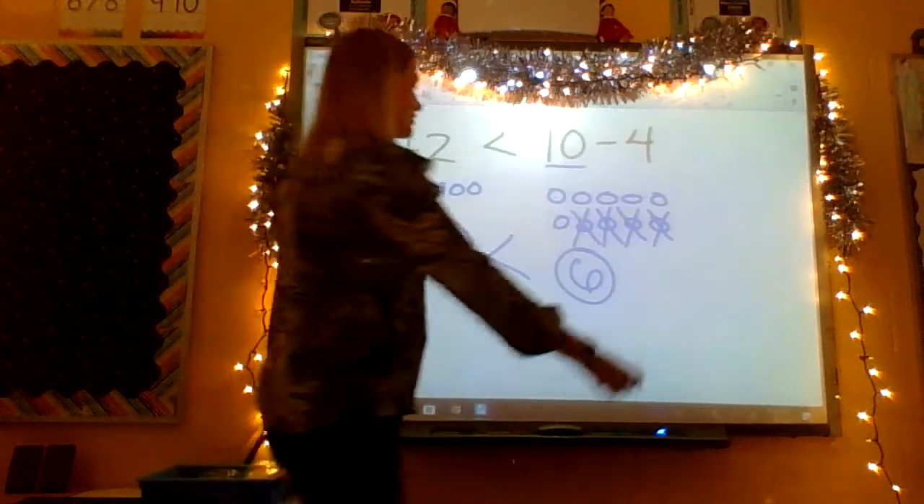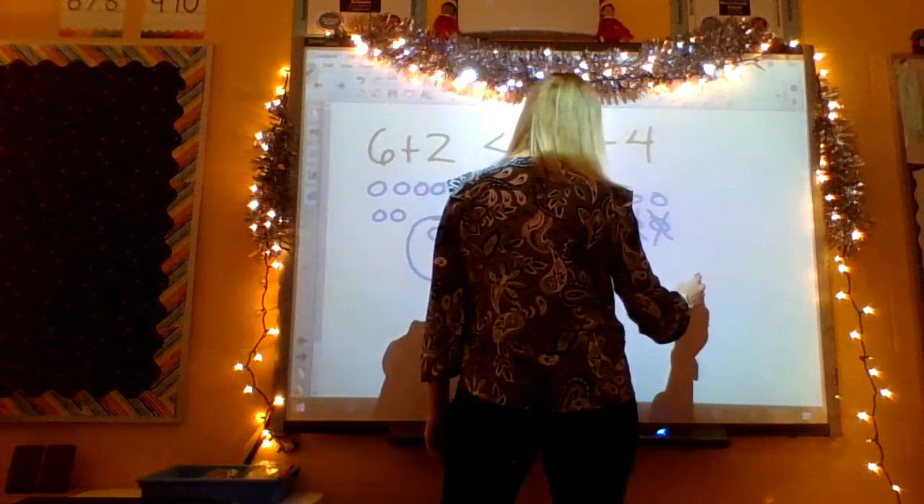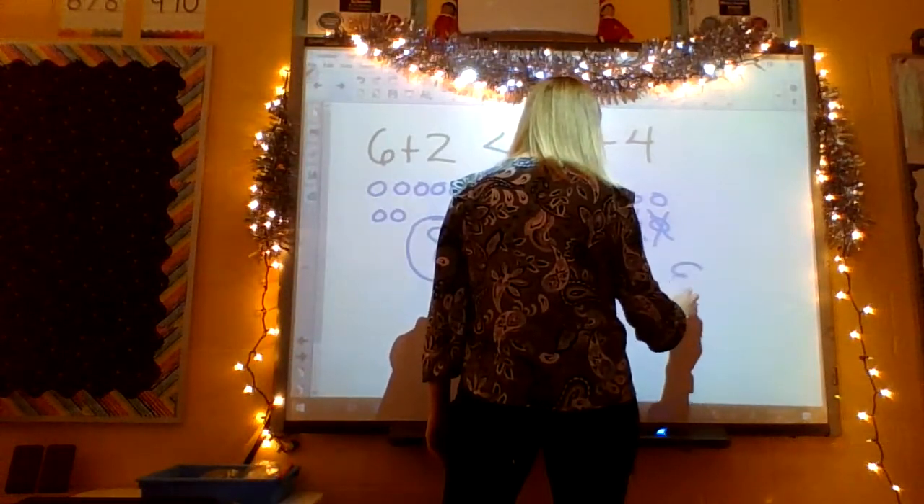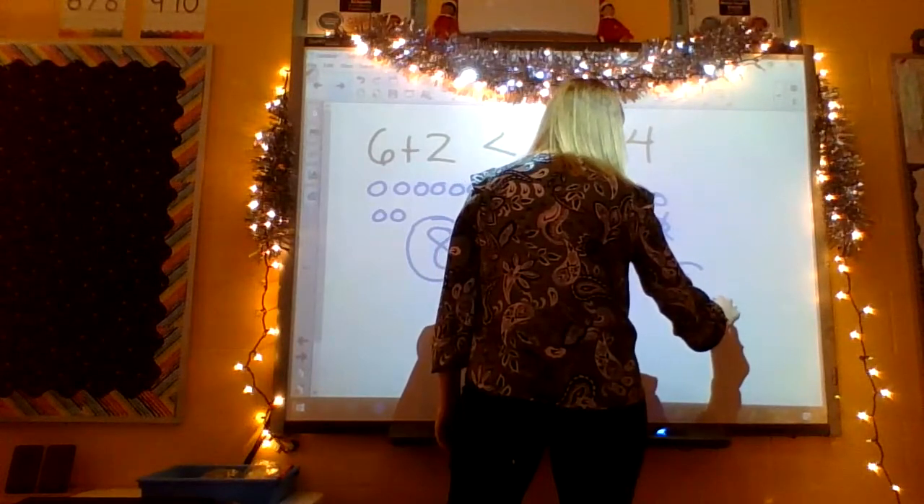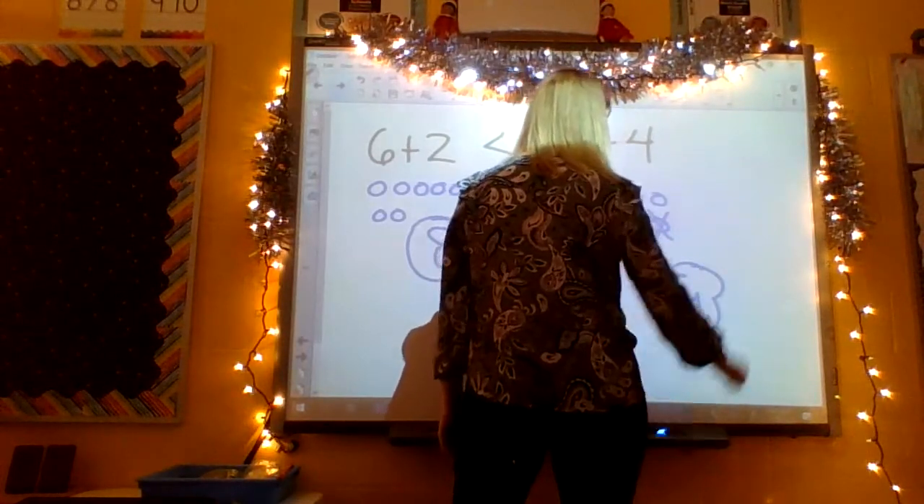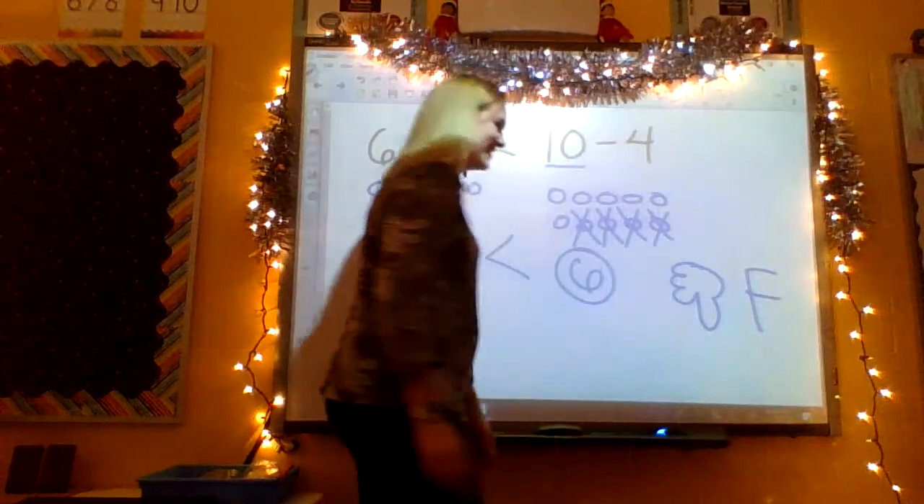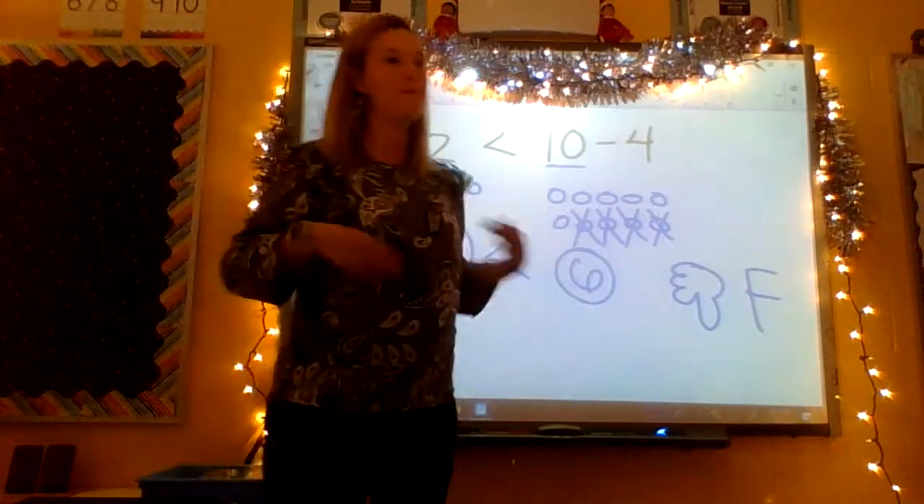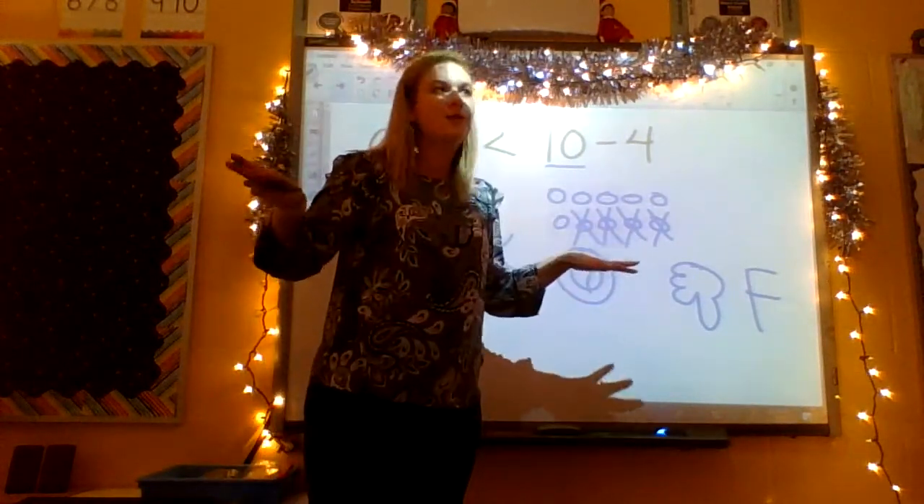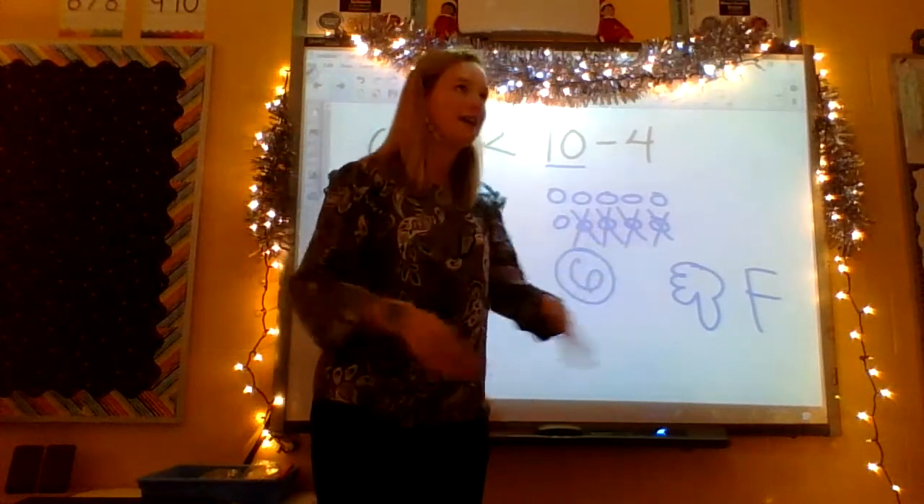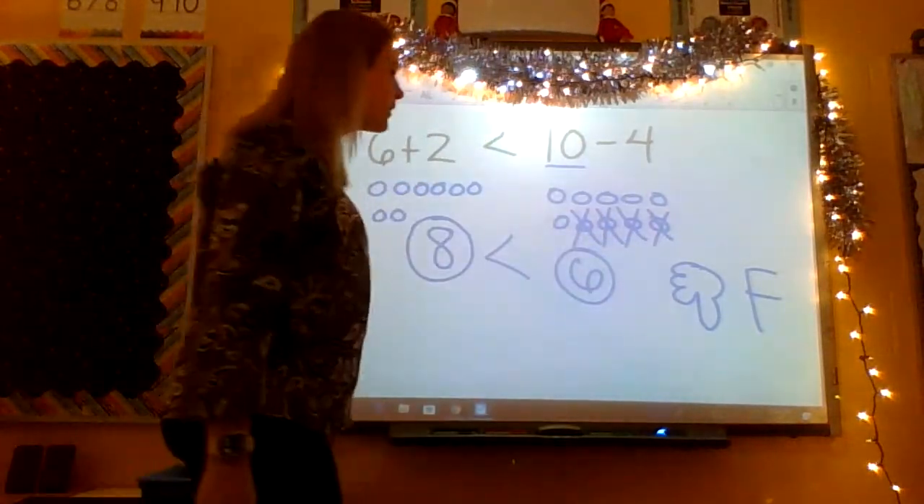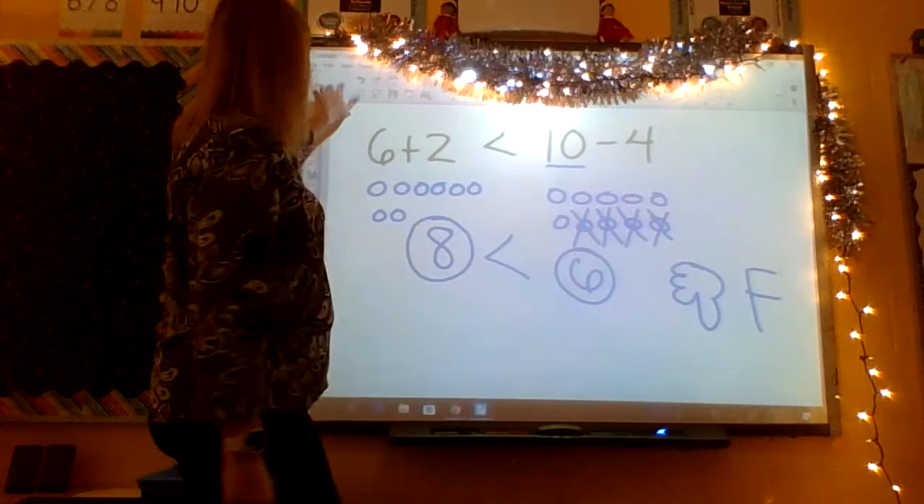Right, that's false. So I would put, I'm not good at drawing a thumbs down. But this would be false. Thumbs down. I'm not Picasso. I didn't go to school to draw. So you know what? There's my thumbs down. So it's false. That's right. Good job. Let's try another one.